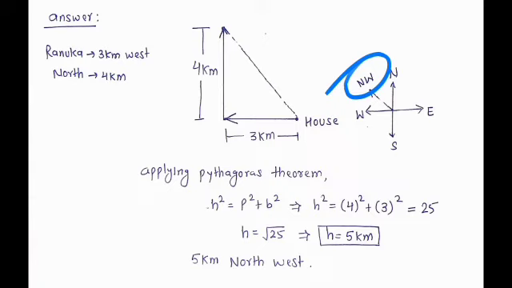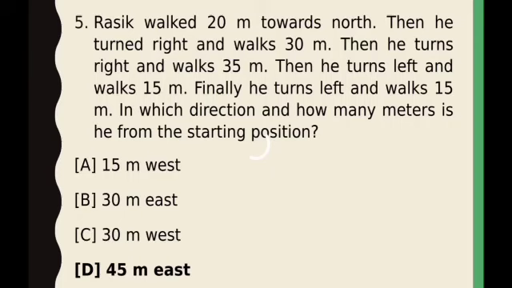Now moving to the last question. There is a person named Rasik and he walked 20 meters towards north, and then he turned towards right and walked 30 meters, and then he turns right and walked 35 meters, and then he turns left and walks 15 meters. Finally he turns left and walks 15 meters. In which direction and how far is he from the starting point? This question is again very similar to the previous one, just a lengthy question.